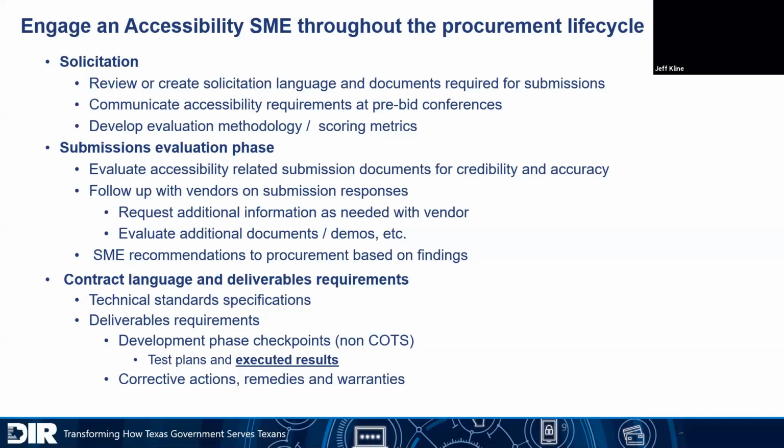Then once you've gotten these responses back in, you have to look at these submissions in the evaluation phase. And what you really need to do is have these documents evaluated for credibility and accuracy. And in our TAC rules, we actually talk about credible evidence. So that's really what they're looking for. And then once you've looked at the initial pass of the documents, you can follow up with vendors on those responses, requesting additional information as needed, and evaluating additional documents that they send to you.